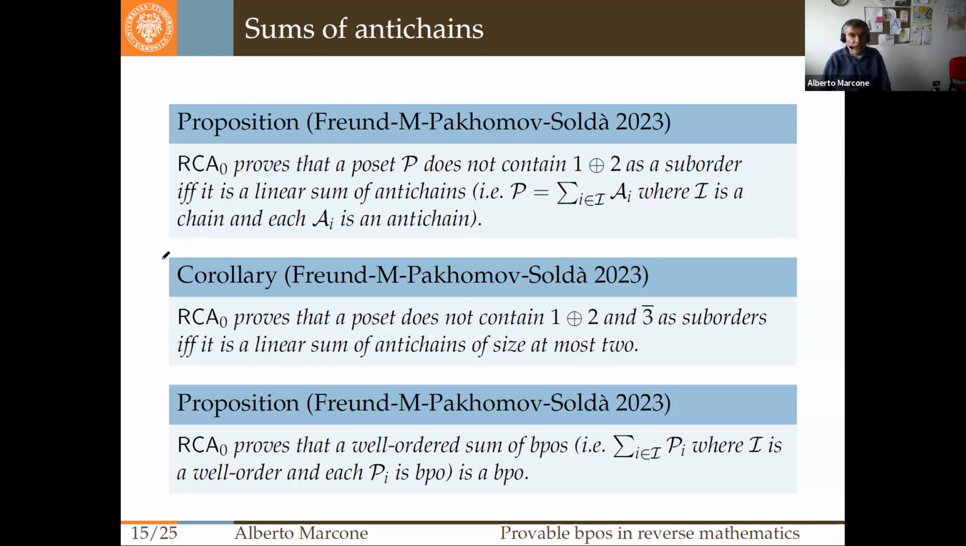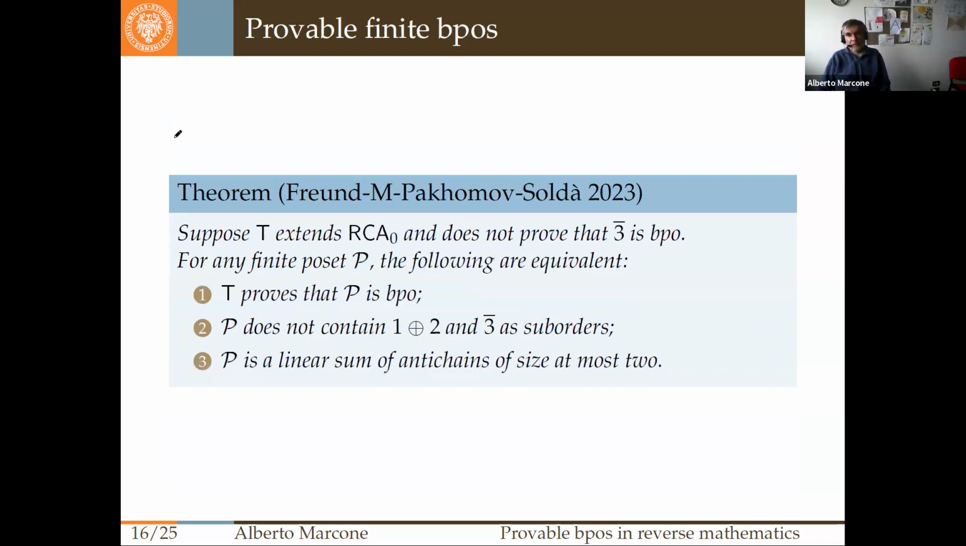So putting all of this together, these are more combinatorial observations. What we get is the following theorem. Suppose we have a theory T which extends RCA naught, but is not strong enough to prove that the 3 elements anti-chain is a better partial order. By what we said before, it also does not prove that 1 plus 2 is a better partial order, because those two are equivalent. And you take a finite poset P. Let's do first the finite case. Then T proves that P is a better partial order if and only if P does not contain 1 plus 2 and 3 bar as suborders. These are the only obstructions, basically.